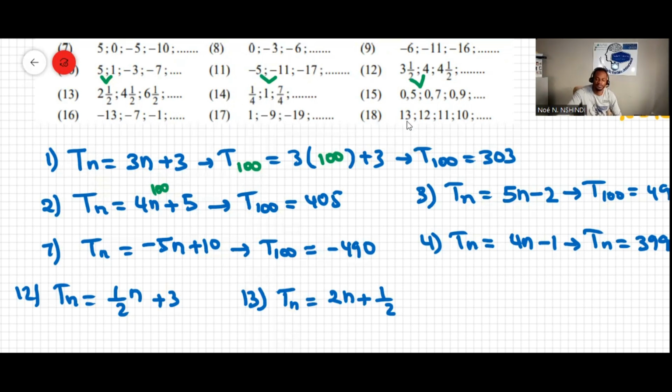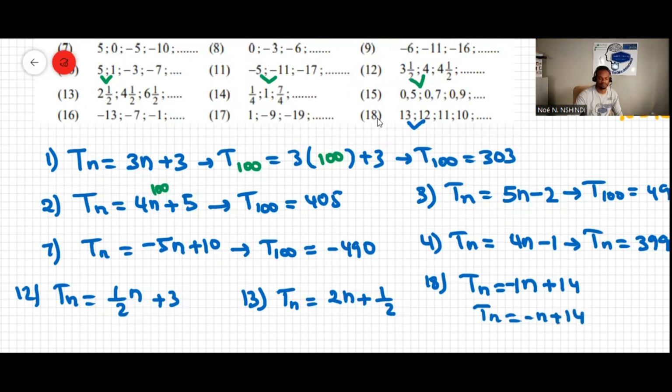Now let's do question 18. It's 13, 12, 11. The constant difference is just 1, so just 1n. Actually, it's -1, because from 13 to 12, it's decreasing. So if you have -1 to get 13, we must plus 14. So basically this is like -n plus 14.